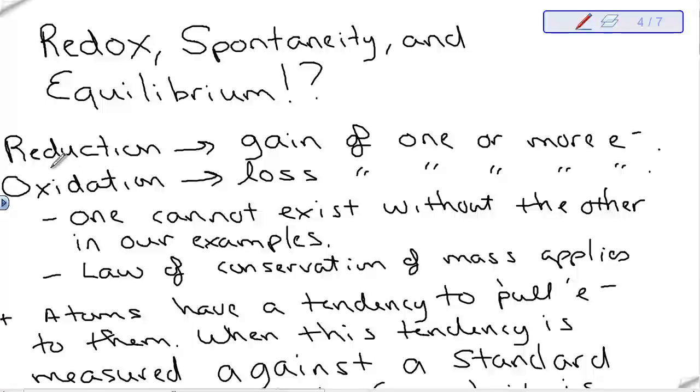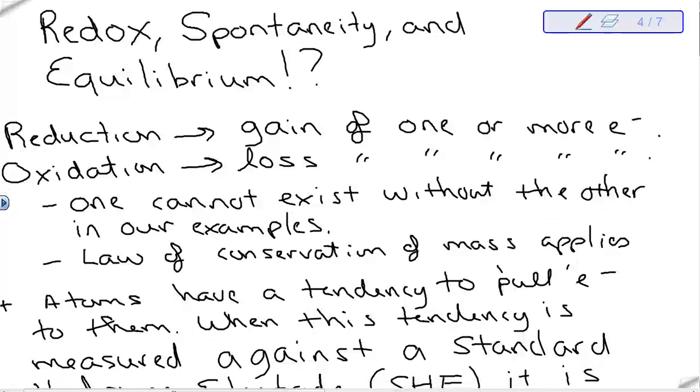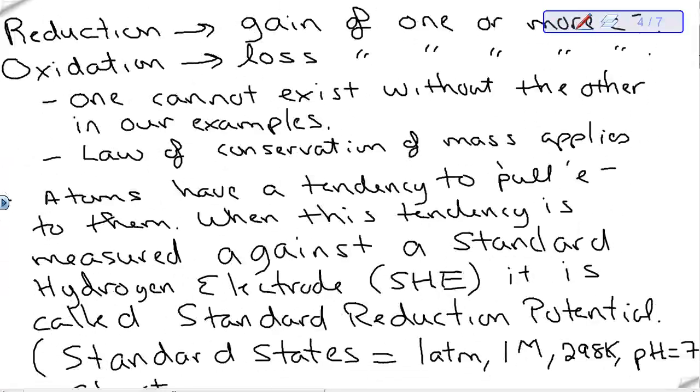Just some reminders. Reduction is defined as the gain of one or more electrons, and oxidation is, of course, the loss of one or more electrons. Remember that one cannot exist without the other. It is possible to ionize substances outside of solution, so I guess you could say that one could happen without the other, that is, the loss or gain. But when we use the phrase reduction and oxidation, we say it to mean that they occur simultaneously. One happens along with the other.